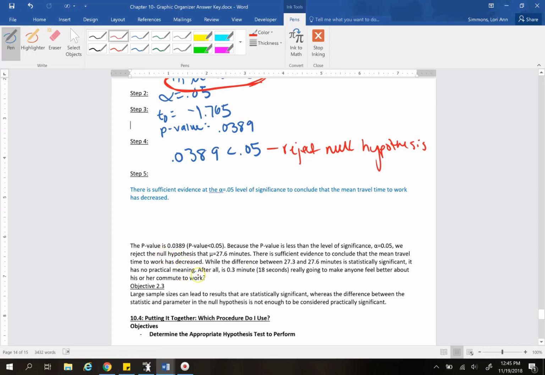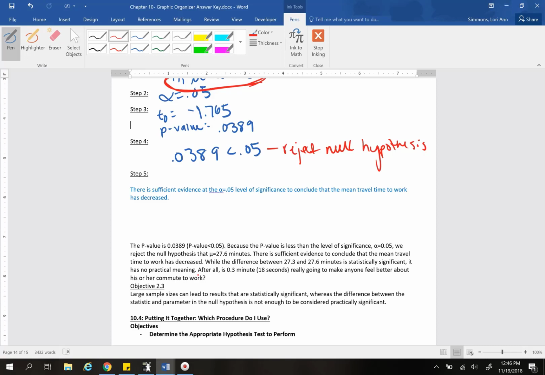Let's read this overview. The p-value is 0.0389. Because the p-value is less than the level of significance, alpha equaling 0.05, we reject the null hypothesis that mu is equal to 27.6 minutes. There is sufficient evidence to conclude that the mean travel time to work has decreased. Okay, so there was sufficient evidence, but while the difference between 27.3 and 27.6 minutes is statistically significant, it has no practical meaning. After all, is 0.3 minutes, 18 seconds really going to make anyone feel better about his or her commute?